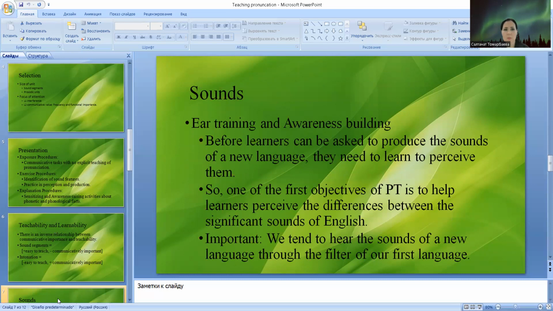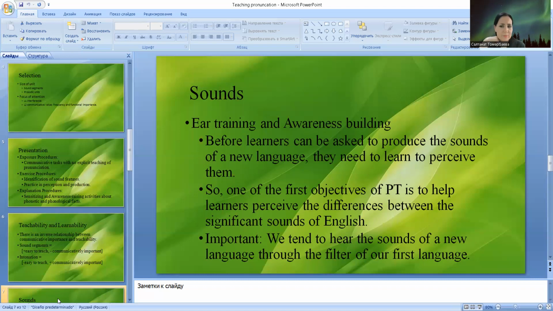Sounds also play a big role in phonetics, in learning the words or learning to pronounce the word correctly. Also ear training and awareness building, for example, listening to the word. By listening to the word, we can correct our pronunciation, or we can pronounce the words correctly. So before learners can be asked to produce the sounds of a new language, they need to learn and perceive them.